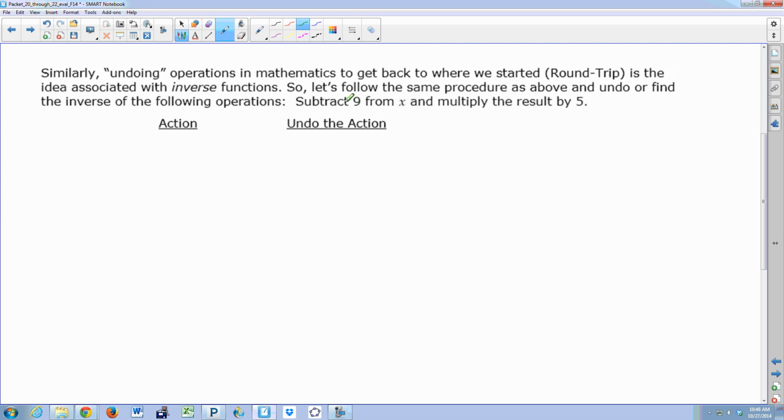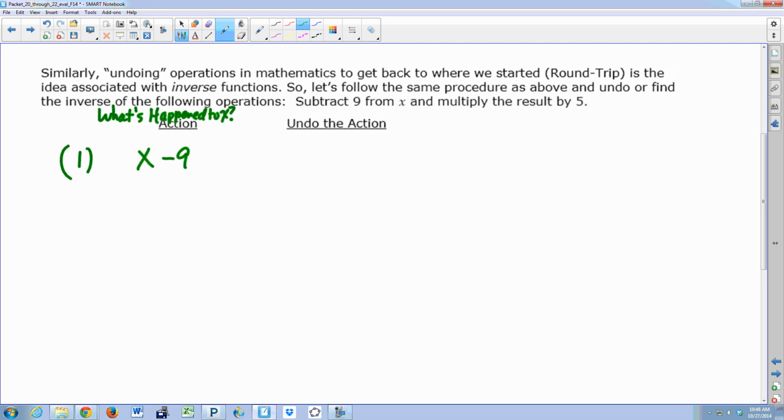So let's do these actions. We're going to subtract 9 from x. So that's going to be my first action. I like to call this what's happened to x. Whatever your variable is, I always pick on x. So what's happened to poor old x? I've had 9 subtracted from it, so I write it this way.